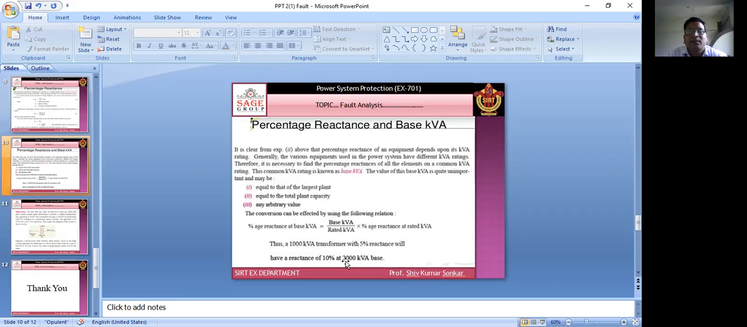Percentage reactance and base kVA. The conversion can be effected by using the following relation: percentage reactance is equal to base kVA divided by rated kVA times percentage reactance at rated kVA.